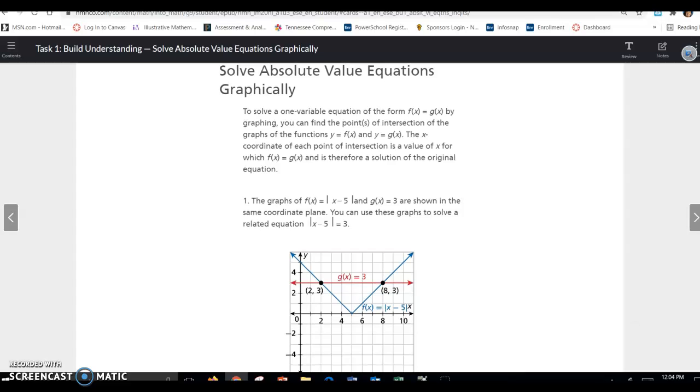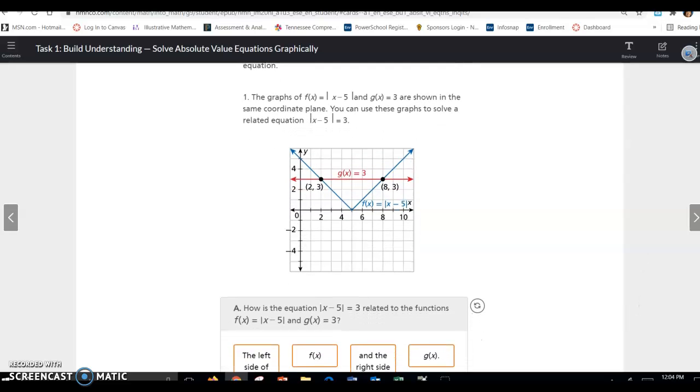To solve a one-variable equation of the form f of x equals g of x by graphing, you can find the points of intersection on the graphs of the functions y equals f of x and y equals g of x. The x-coordinate of each point of intersection is the value of x for which f of x equals g of x, and is therefore a solution of the original equation.